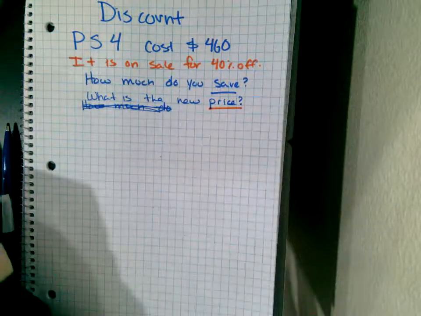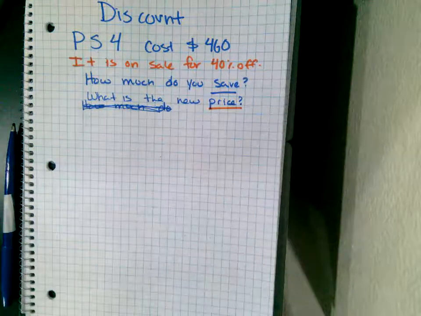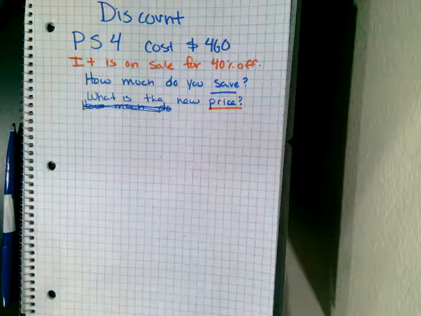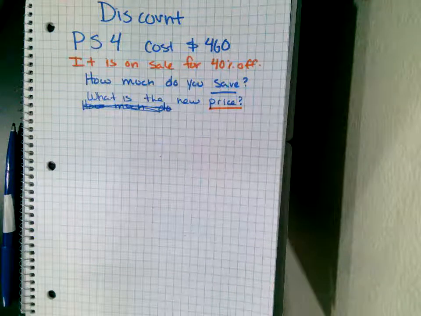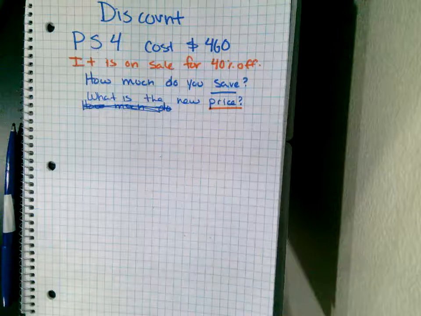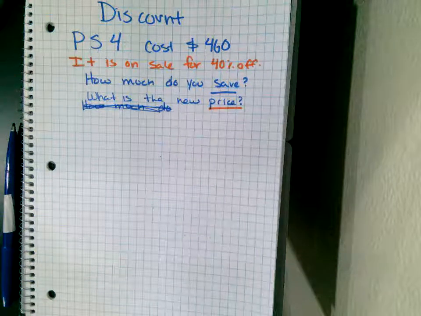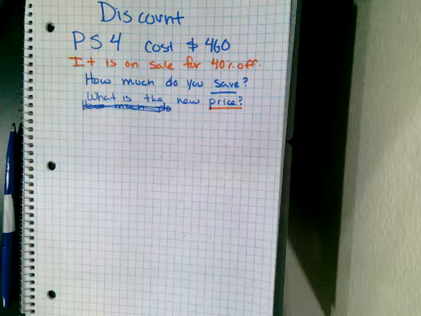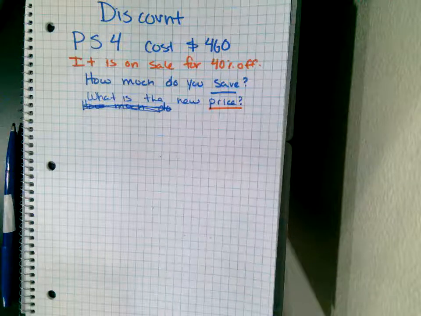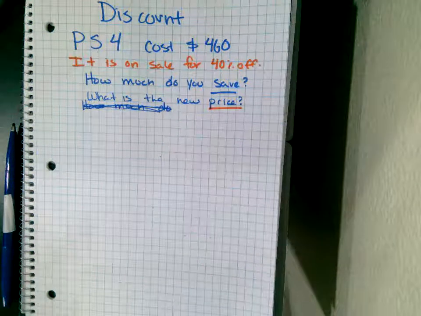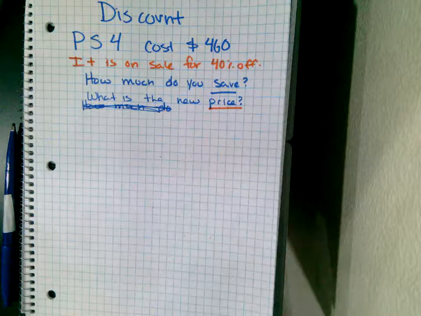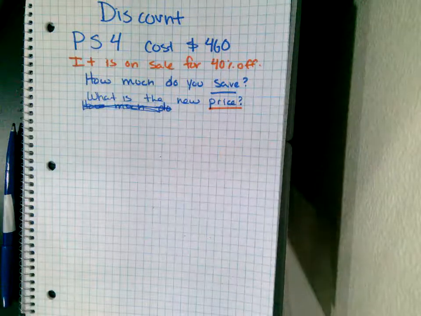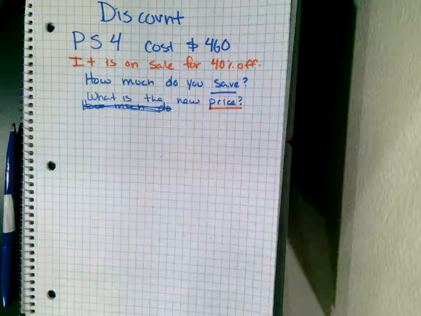So like if we have a really long word problem and it starts off like, Susie is saving her allowance and birthday money. She wants to buy the new PlayStation 4 that costs $460. She goes to the store and sees that it is 40% off. How much does Susie save? How much will Susie spend? Like they throw it into a really long word problem, right? And that's what kids have the trouble with.